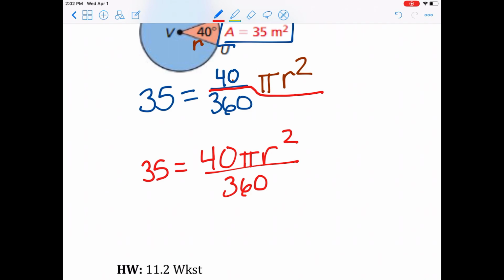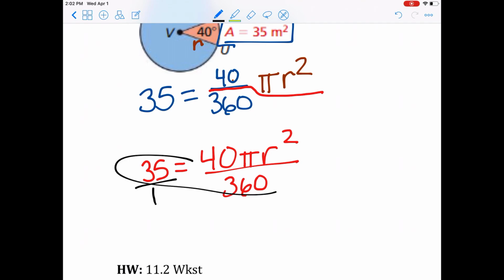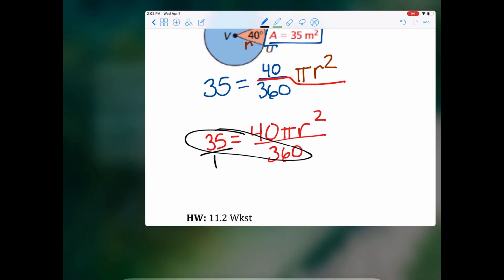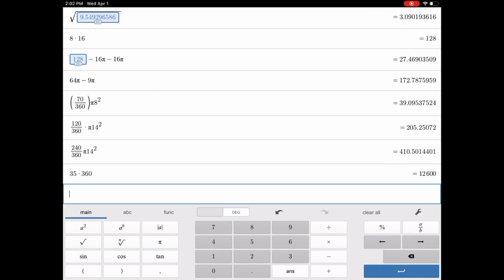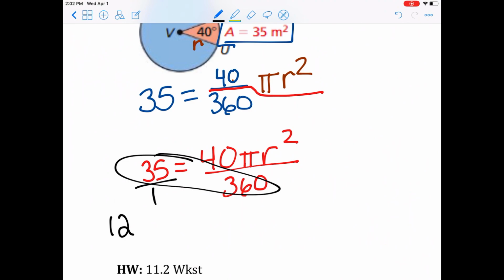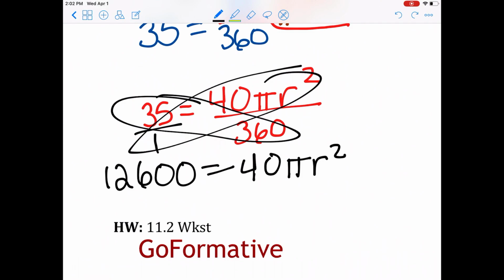And if you notice something, I'm about to do some cross multiplication. So put this over 1. We get 35 times 360. You're going to get a big number, but that's okay. We get 12,600 is equal to, and then anything times 1 is itself, so we're just going to copy down what we have right up here. So now we have a more simple equation to solve.